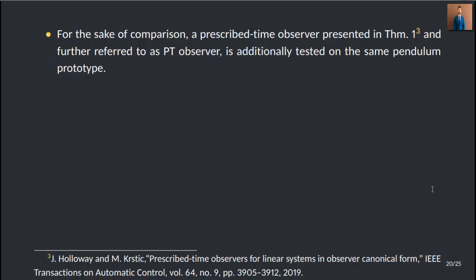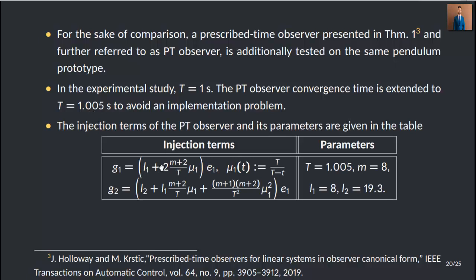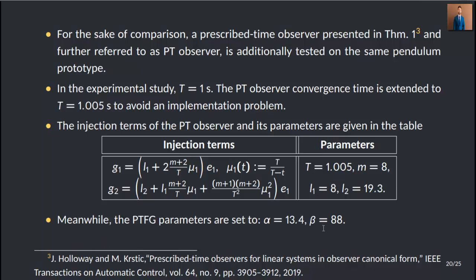For the sake of comparison, a prescribed-time observer presented in Holloway and Krstic is used. In the experimental study, the prescribed time T equals 1 second, and for the observer in Holloway and Krstic, this parameter is extended to 1.005 seconds. The injection terms appear here in this table for the observer in Holloway and Krstic with its parameters. Meanwhile, for our prescribed-time finite-gain observer, the parameters are set to alpha and beta as shown here.